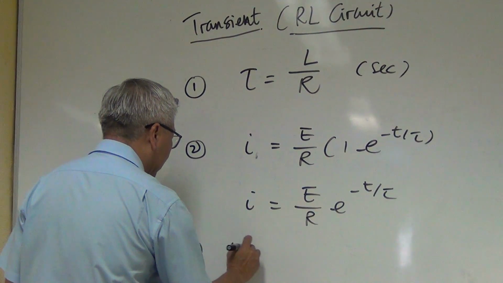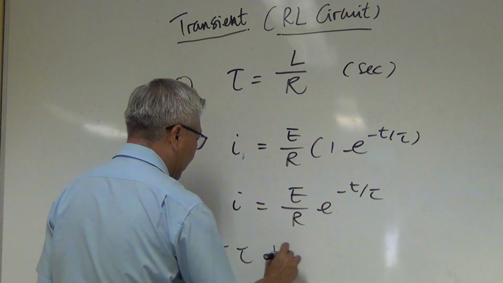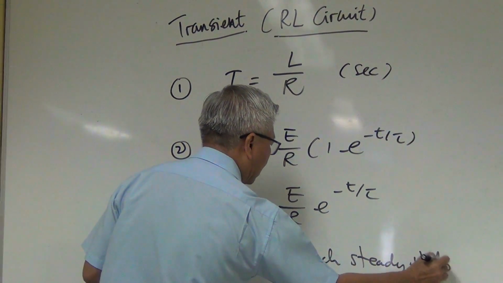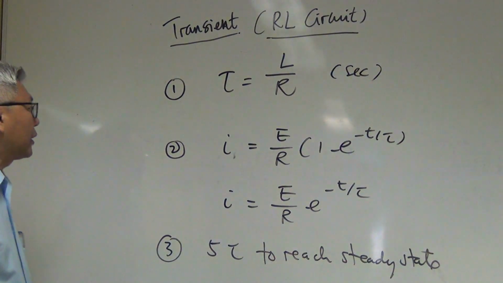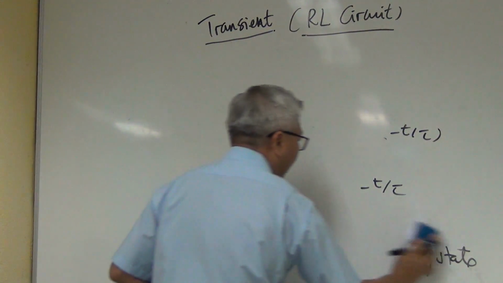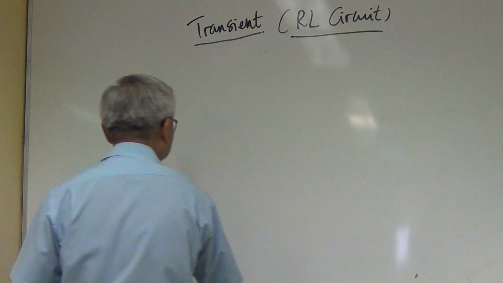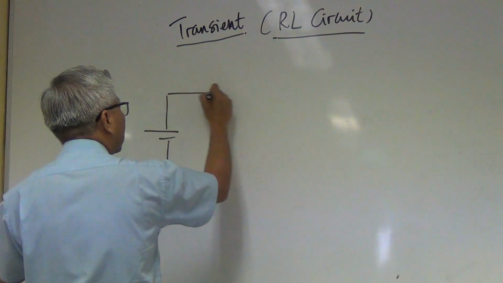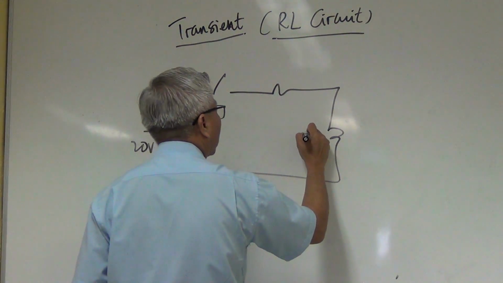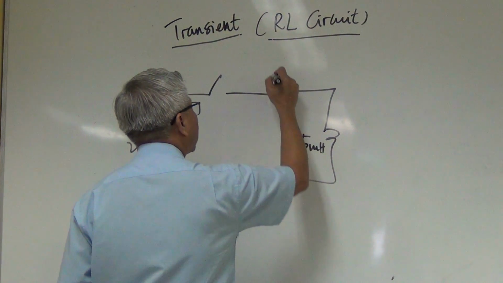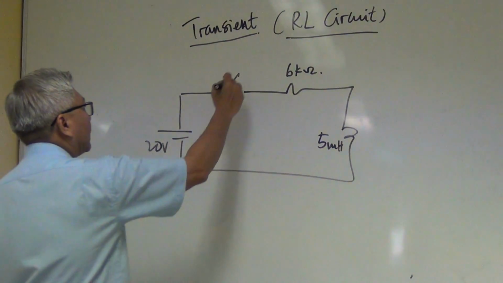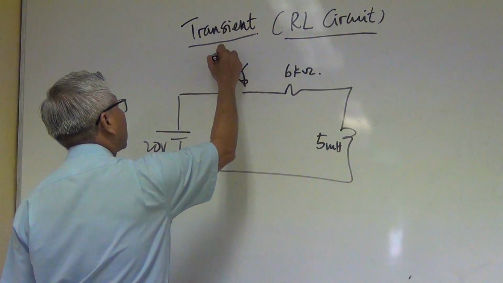Third, it takes five time constants to reach steady state. Alright, so with this basic knowledge, let's talk about the first case where I have a resistor and inductor in series. The source is 20 volts, the inductor is equal to 5 millihenry, and the resistor is equal to 6 kilo ohm, right? And the switch is closed at 0 seconds.